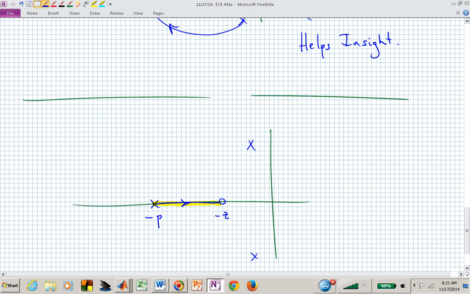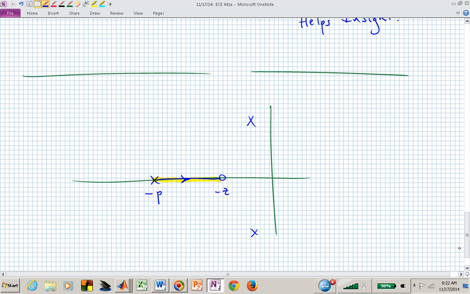So this guy is coming there. And what's my pole zero excess? 2, which means what kind of asymptote angles do I have?